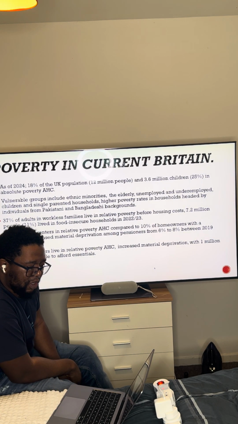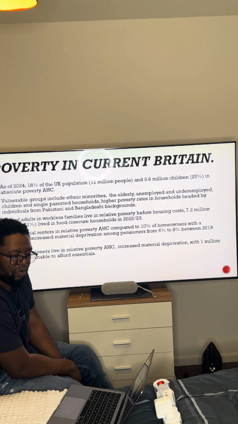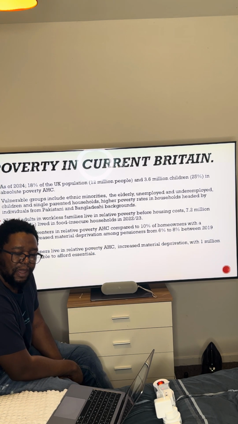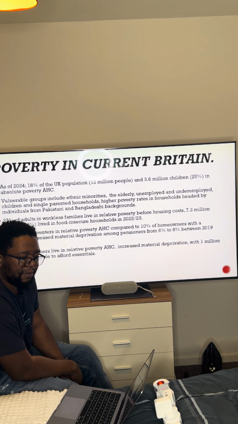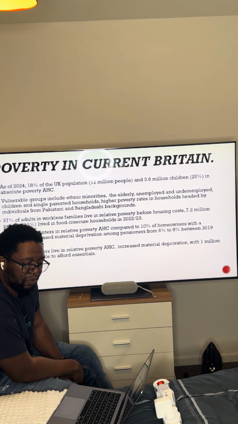Poverty in current Britain. As of 2024, 18% of the UK population, which is 12 million people, and 3.6 million children, which is 25% of the child population, live in absolute poverty. Vulnerable groups include ethnic minorities, the elderly, the unemployed, the underemployed, children in single parent homes, and people of Pakistani and Bangladeshi backgrounds. 37% of adults in workless families live in relative poverty before housing costs.